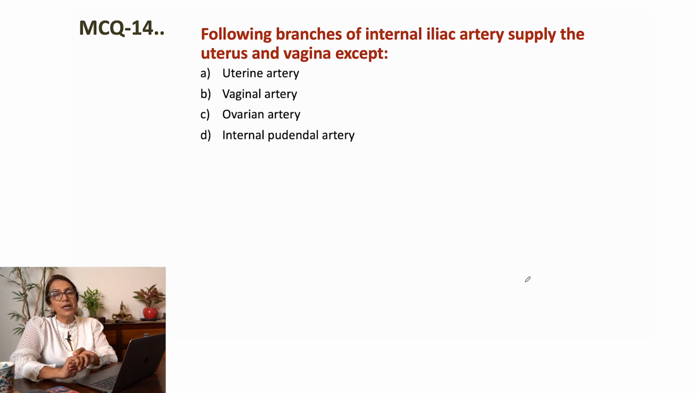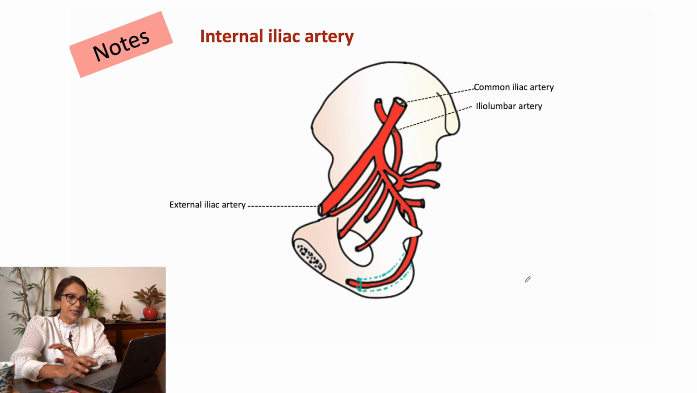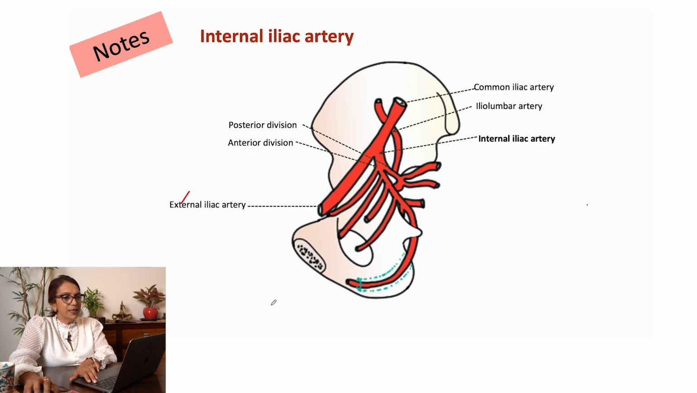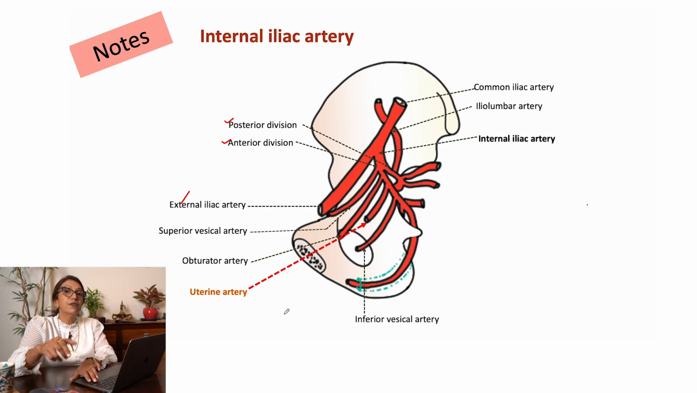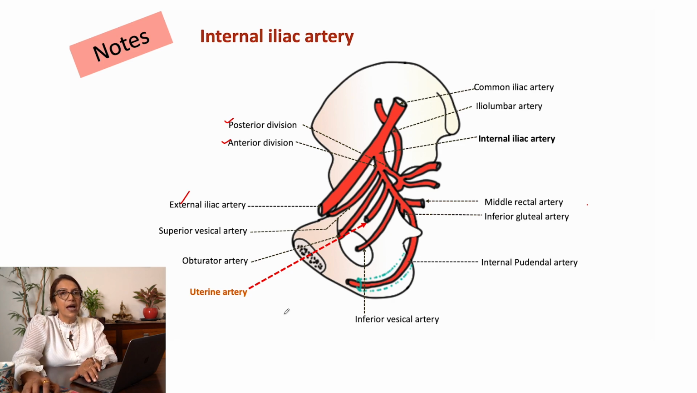How many of you remember internal iliac and its branches? So let's revise. Now this is your internal iliac artery here. That's the external iliac here. You can see internal iliac dividing into anterior division and posterior division. Anterior division is giving rise to superior vesical, obturator, uterine artery, inferior vesical artery, which in females is called vaginal artery, middle rectal artery, and two terminal branches, internal pudendal and inferior gluteal. This, in short, is your anterior division of internal iliac artery.